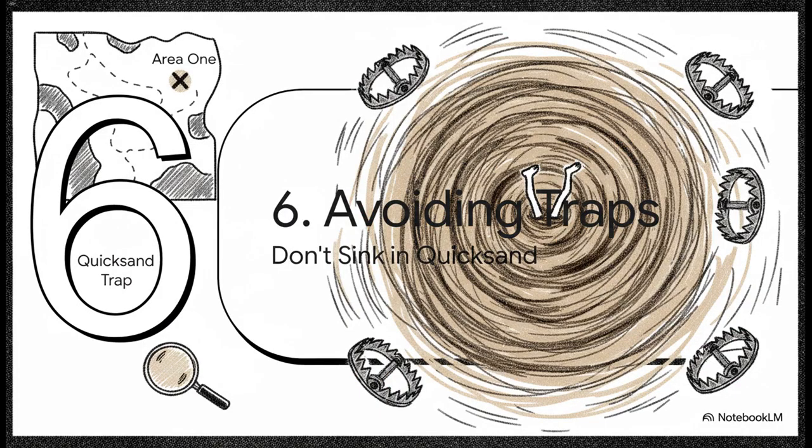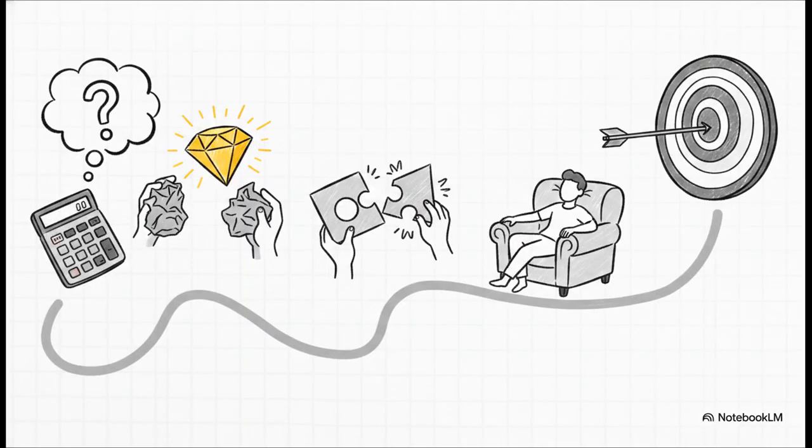Okay, final stretch. Section 6, avoiding traps. Let's make sure you don't sink in the quicksand. As we wrap up our map of Area 1, we absolutely have to talk about the examiner's quicksand traps. These are the most common pitfalls that cost students easy points. Trap number 1, calculating a perfect number, but failing to interpret what it actually means for the business operations. A perfect calculation with no context gets you nowhere.